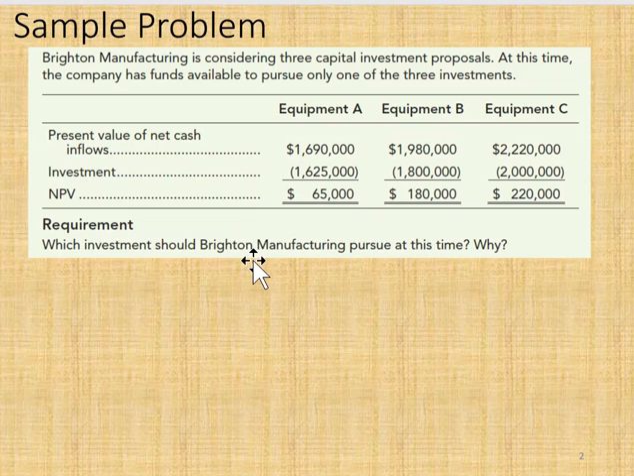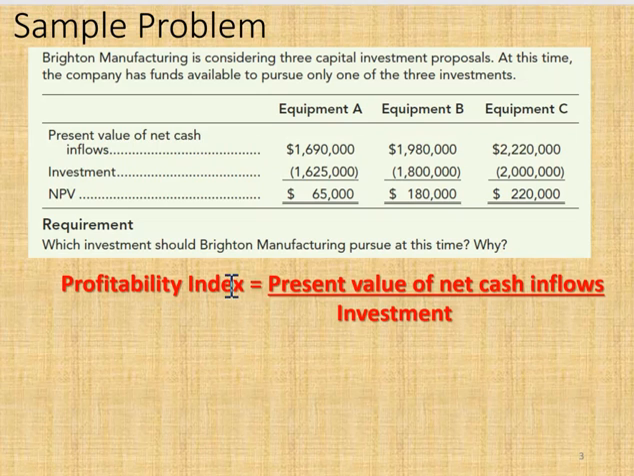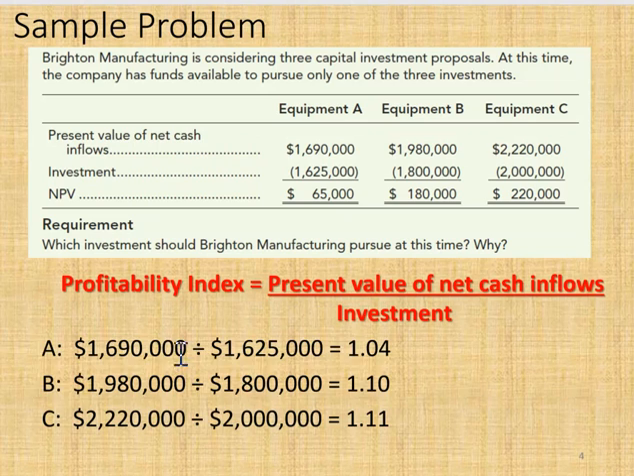So which one should they pursue at this time? Well, remember, we need to calculate the profitability index, which is the present value of net cash flows divided by the investment. So if we go ahead and run that for each of those 3 investments, you'll see that we would pick project C because it has the highest profitability index of the 3, returning $1.11 for every dollar invested.